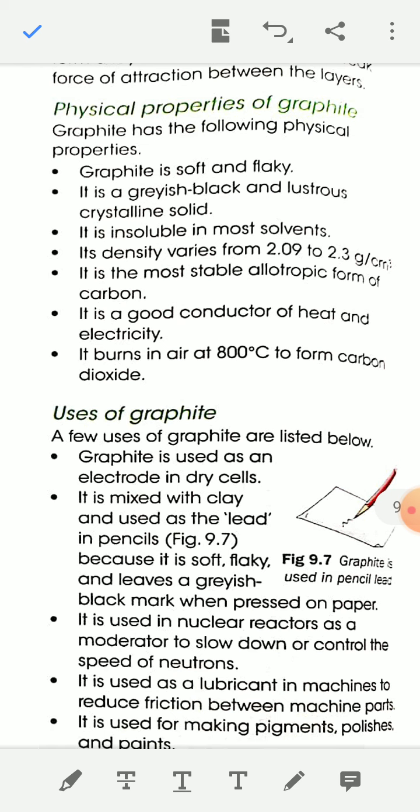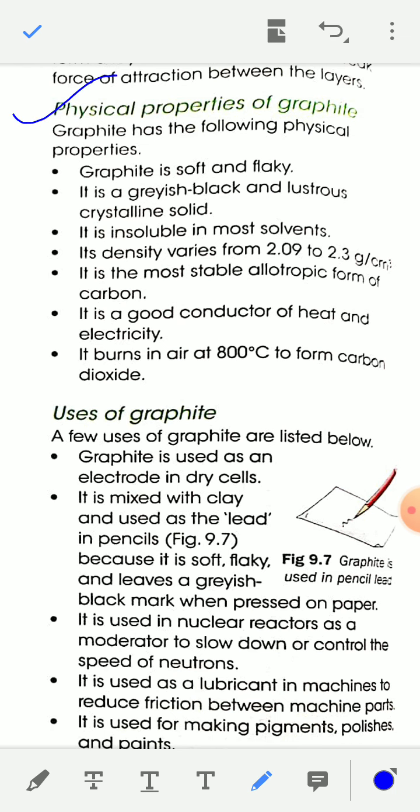Now, physical properties of graphite. Like diamond, you have to remember these physical properties of graphite. Graphite is soft and flaky. It is a grayish black and lustrous crystalline solid. It is insoluble in most solvents. Its density varies from 2.09 to 2.3 gram per centimeter cube, and it is the most stable allotropic form of carbon.